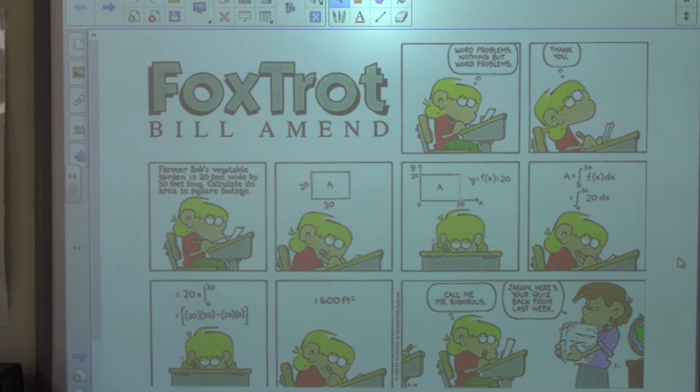Well, instead of just multiplying 20 by 30, he makes a calculus problem out of it by putting the equation y equals 20 and evaluating that between 0 and 30, and then he works it all out like this. So he takes an easy area problem and makes it complicated, but it's something that we do too.